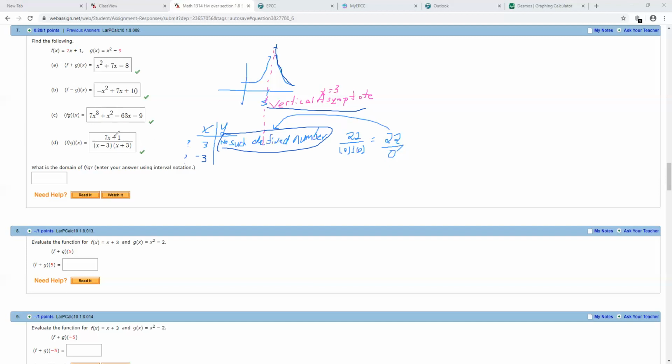Same thing here. If we did put in -3, we would get a slightly different computation. We would get -7 times -3 is -21 plus 1. That's -20. And in the denominator, -3 minus 3 is -6. But that's not the part we were really interested in.